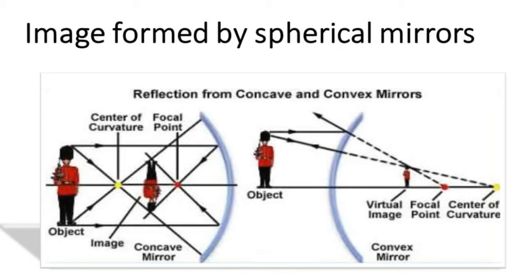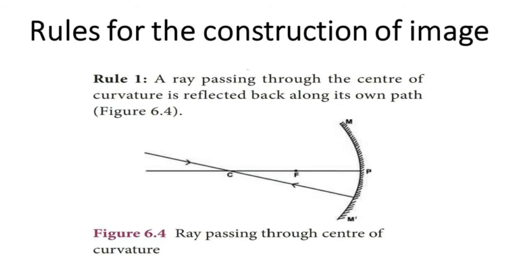Image formed by spherical mirrors. In the case of a plane mirror, we used only two rays to understand how to get the full image of a person. But for understanding the nature of the image formed by a spherical mirror, we need to look at four specific rules. Let's see all the four specific rules. Rules for the construction of image. To find the position and nature of the image formed by a spherical mirror, we need to know the following rules.